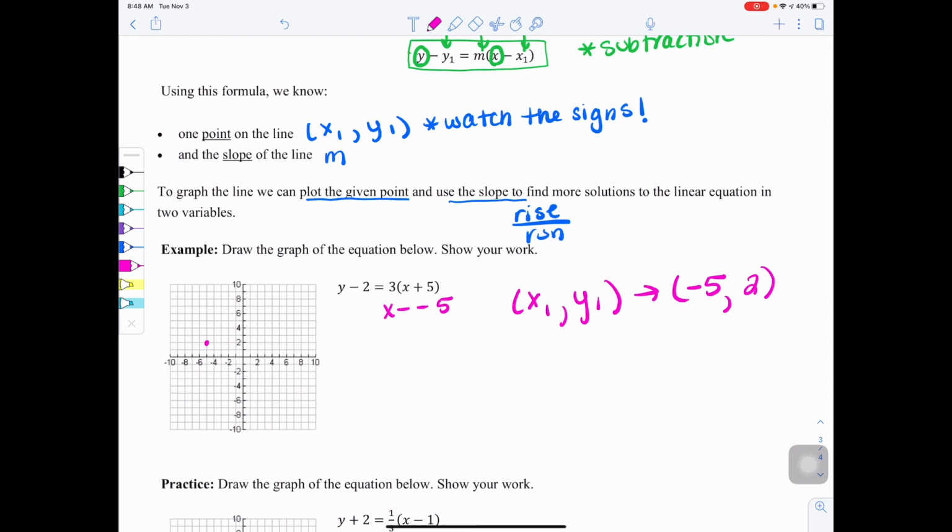Now that I know that point, I can use my slope to get more points in order to create my line. So my slope is the number that's in front of the set of parentheses. In our case, it's a 3. We want to write it as a fraction so that we can use rise over run. On top, if it's a positive 3, we should be going up. On the bottom, if it's a positive 1, we should be going to the right. So I will go up 3 to the right 1. And if I run out of space, I can go down 3 to the left 1. Connect those arrows and label it with the original equation. y minus 2 equals 3 times x plus 5.